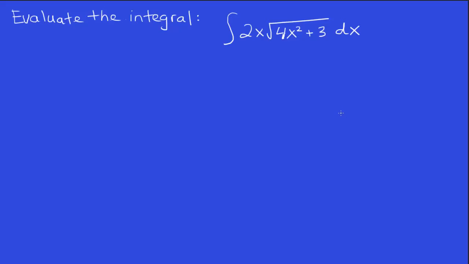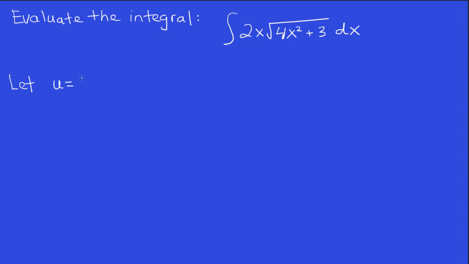Let's take a look at this integral. This integral is going to use the substitution rule. Notice, if I take u to be 4x squared plus 3, what would du be?